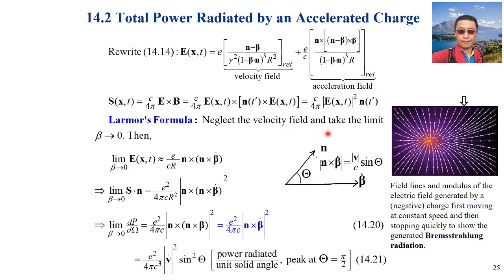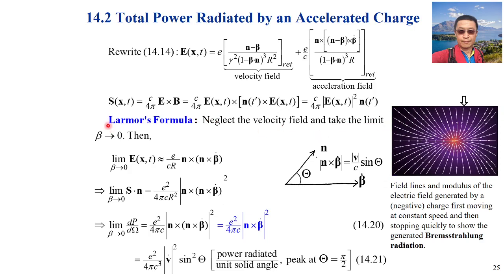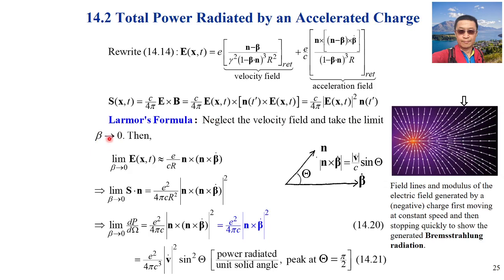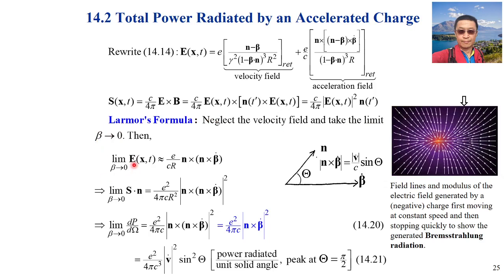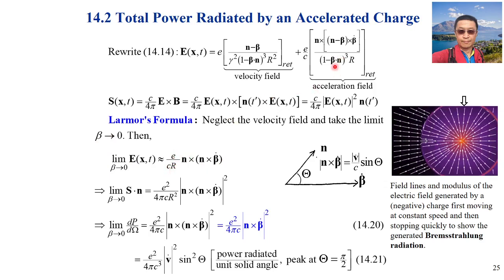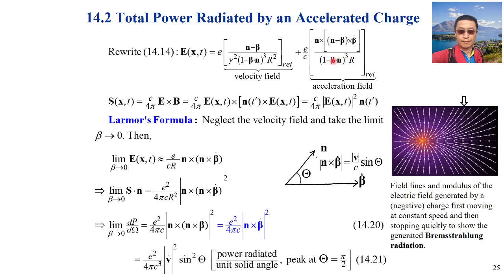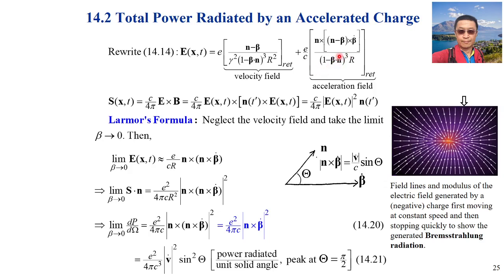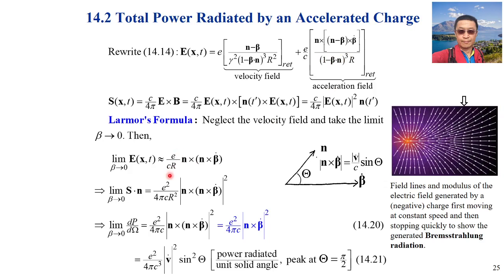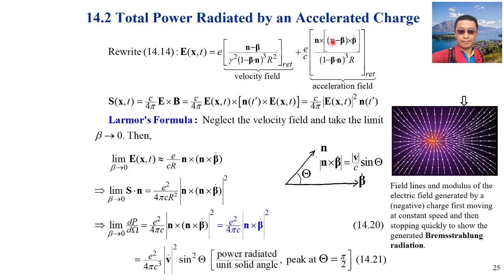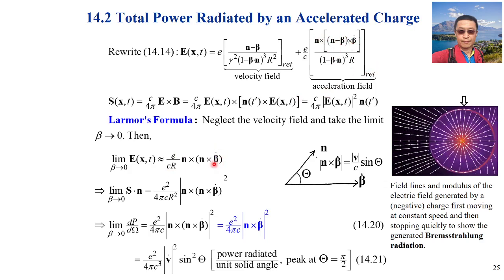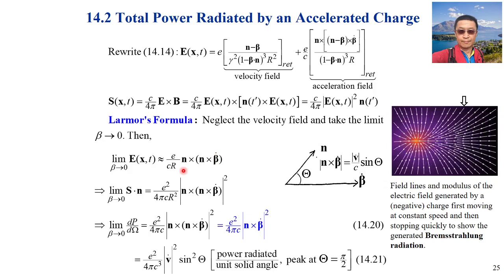Okay, so Larmor's formula: we neglect the velocity field. Just consider the velocity is very small, so beta is close to 0. So the electric field can be simplified to e over c R, because beta is very small, so you can skip this part, with just R in the denominator, and n cross beta dot. Okay, a simplified version.